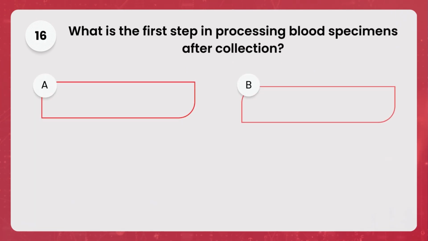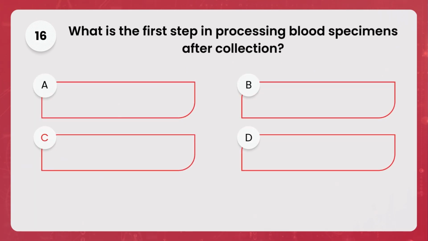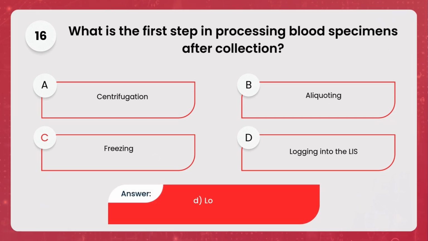Number 16. What is the first step in processing blood specimens after collection? A. Centrifugation. B. Aliquoting. C. Freezing. Or D. Logging into the LIS. The answer is D. Logging into the LIS.